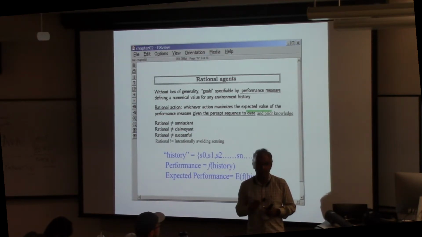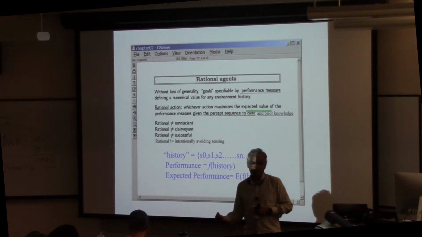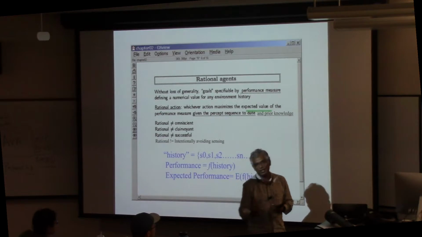That's what you get to do. They don't get to do that. They have to live in a partially observable world and yet reach their goals. Okay? That's why their life is much harder than yours.